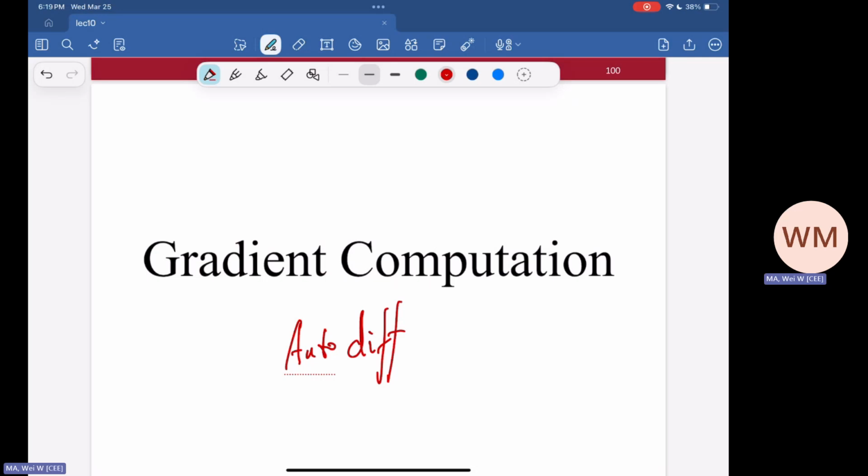Auto diff. Yeah, something like this. So, auto differentiation. Basically, there's a structure design. This has nothing to do with math. It's basically a systematic design to make sure that this implementation can systematically take the derivative for you.